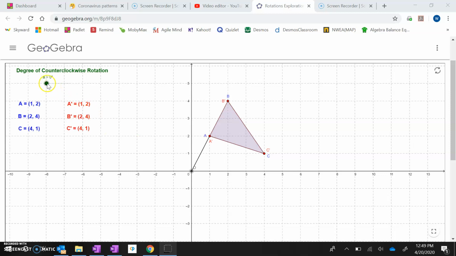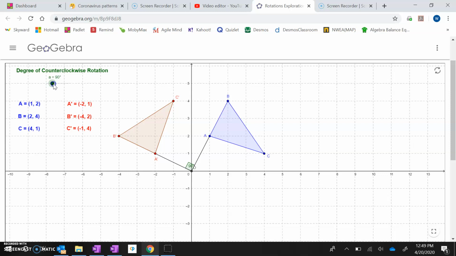So let's look at our first rotation, a counterclockwise 90-degree rotation. So when you slide the green dot, our rotation looks like that. So same shape, same size, just rotated around the origin as if those points were attached to the hands of a clock, just rotated around the origin 90 degrees.